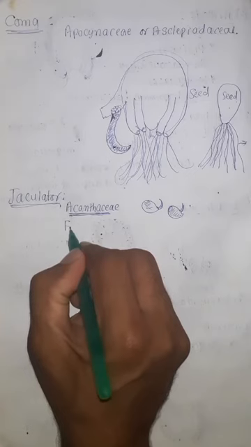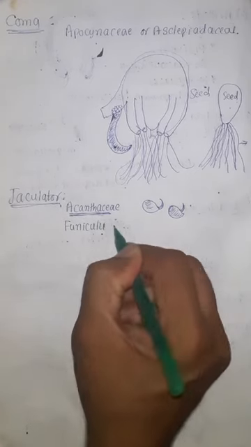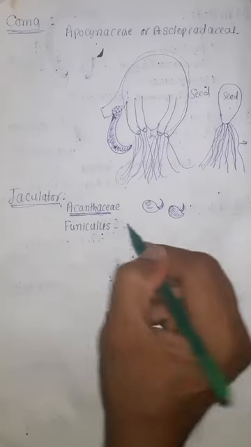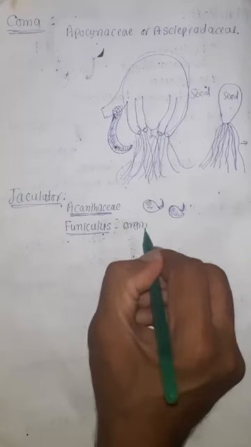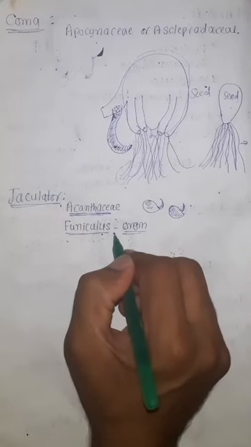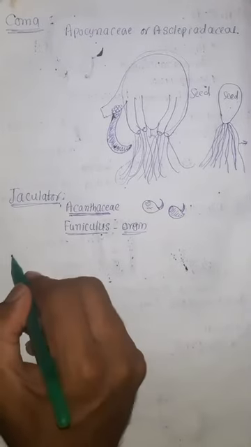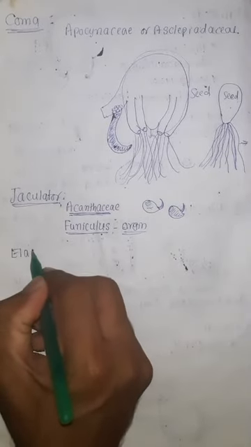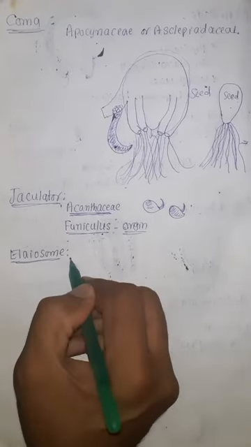The jaculator structures arise from the funiculus. Origin from the funicule or funiculus. This is about jaculator. Next, elaiosome.